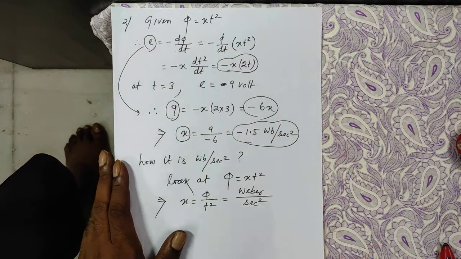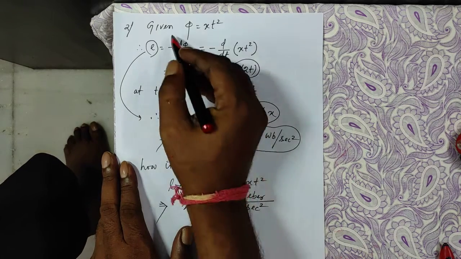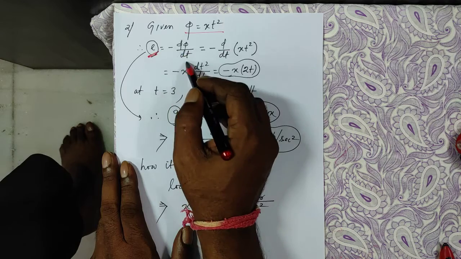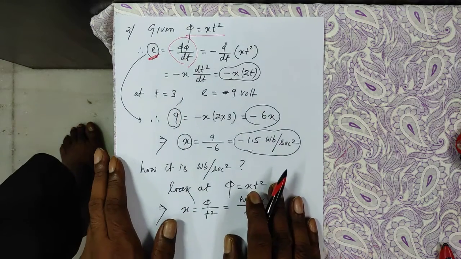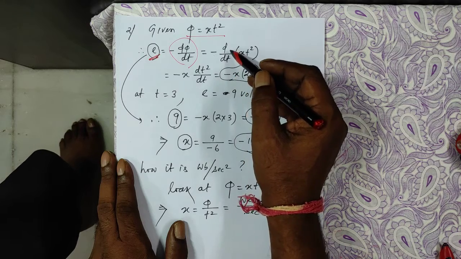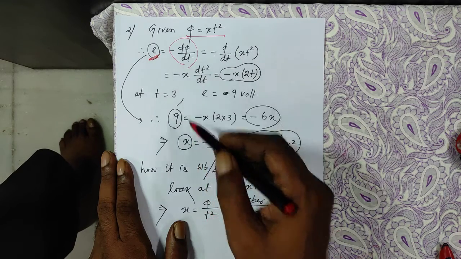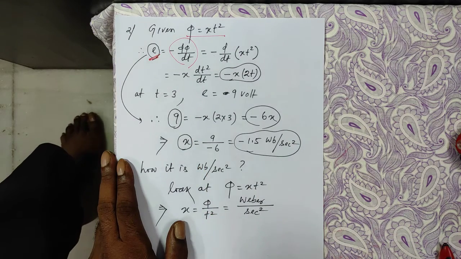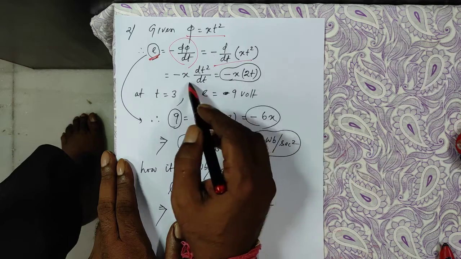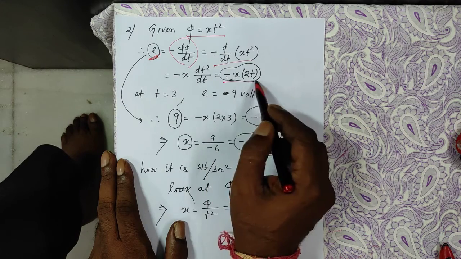Now, given, very simple, given phi is equal to xt square, so EMF is equal to minus d phi by dt. Why I have taken the minus sign? Because the flux could be entering or the flux could be coming out. The flux could be increasing or the flux could be decreasing. So differentiation of this comes out to be minus x 2t.